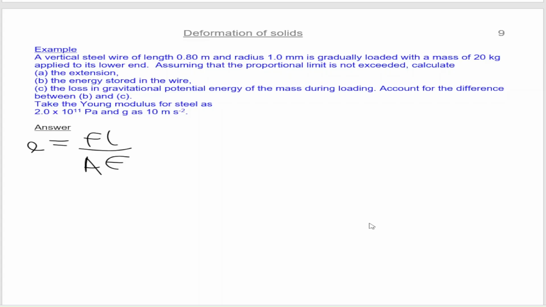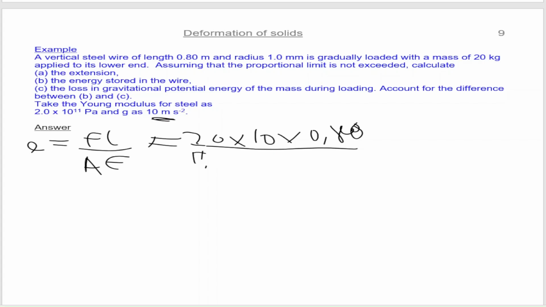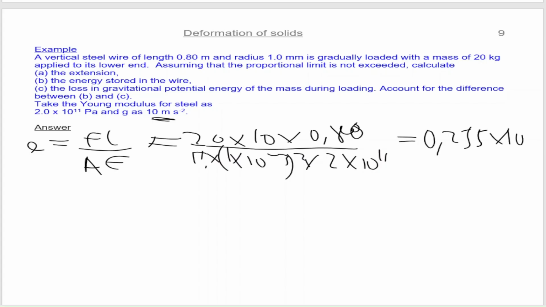So F will be 20 times 10, times L, which is the 0.80, over the area, that is pi r squared. Pi times 1 times 10 to the power of minus 3 squared. And then this is times the Young modulus, which is 2 times 10 to the power 11. If you do the maths well, you're just going to get 0.255 times 10 to the power of minus 3 meters. In other words, 0.255 millimeters.